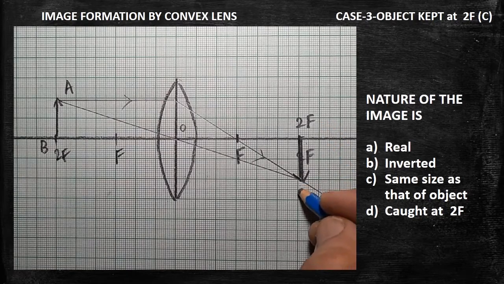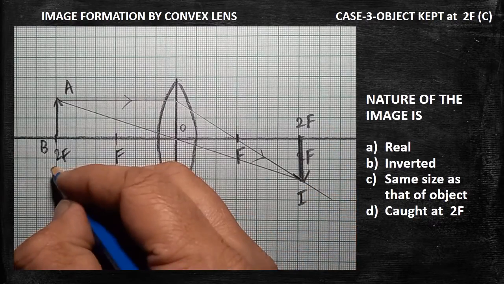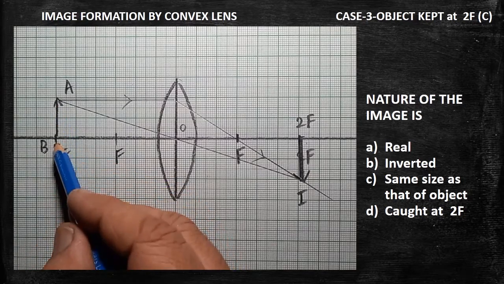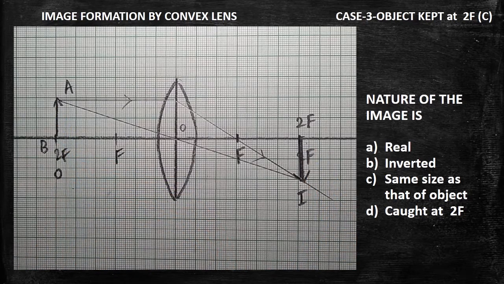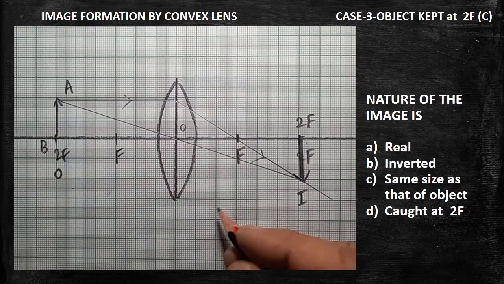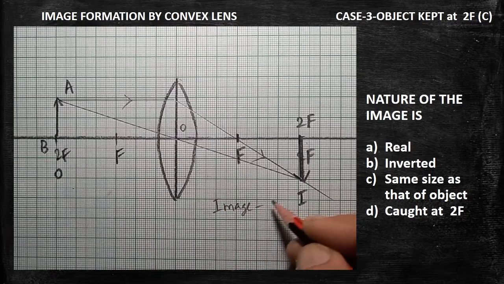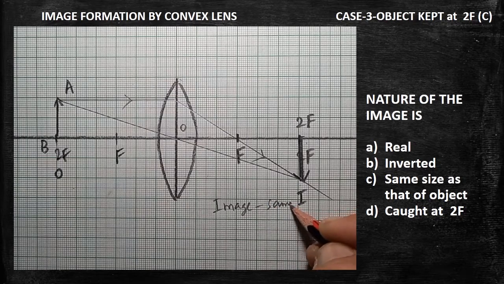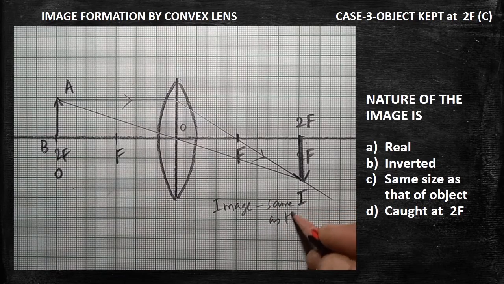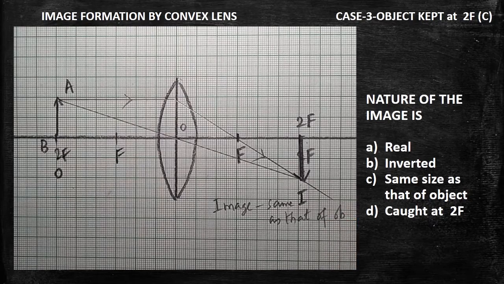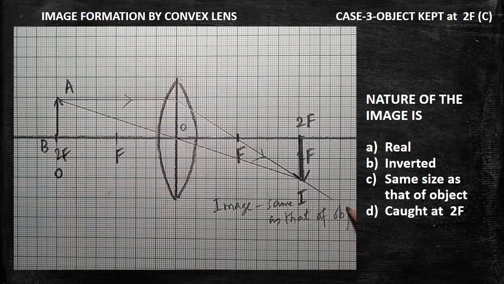Now this is the thing called image. This is the thing which is called as object. Now we are going to describe how the nature of the image is. The size of the object and size of the image both are same. So what should be written? The image is same as that of object. Are you clear? Both are having same size.